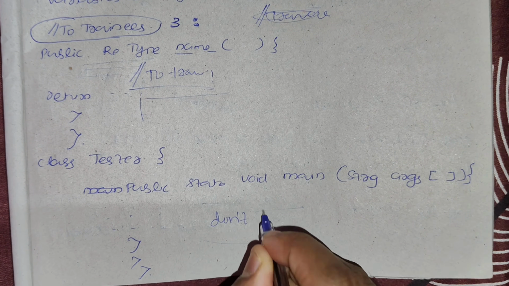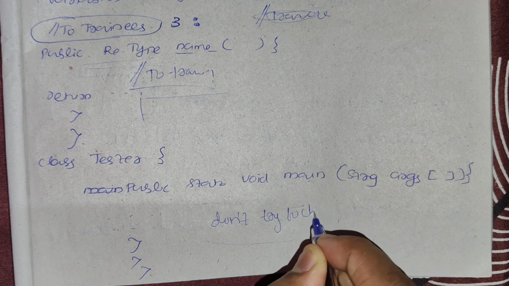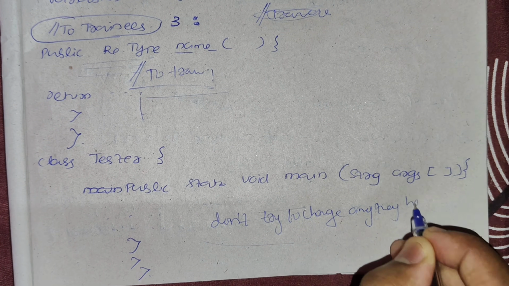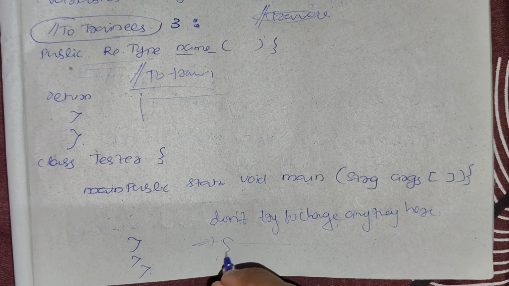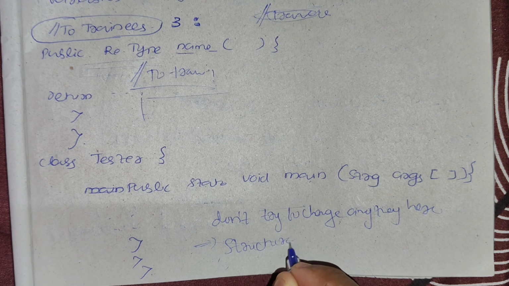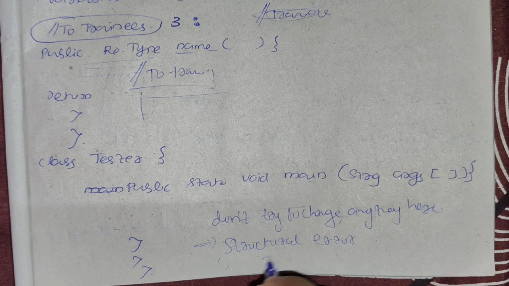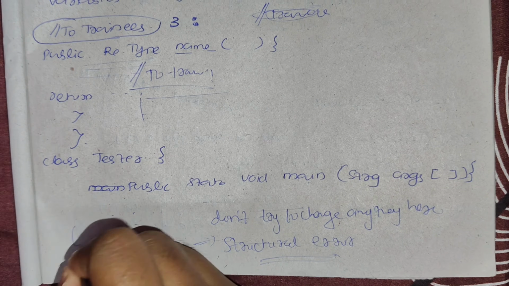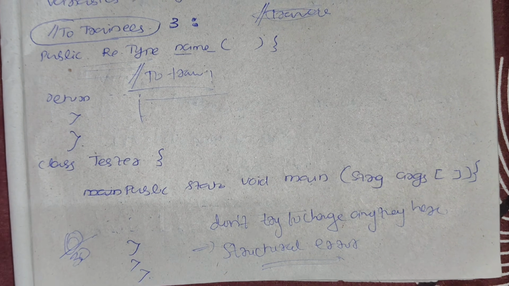Don't try to change anything here. It will result in a structural error. So don't try to make any structural error. Definitely I'm saying it will be marked as 0 out of 30. You will get 0 out of 30 for that.